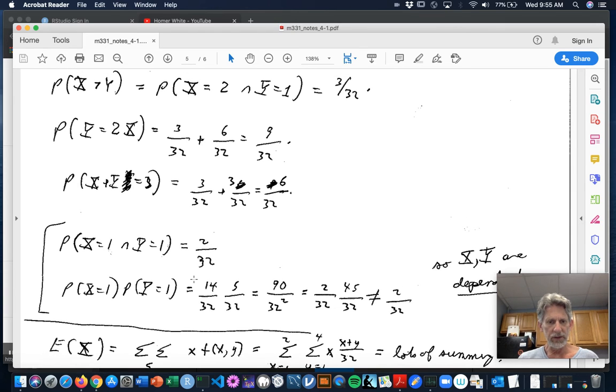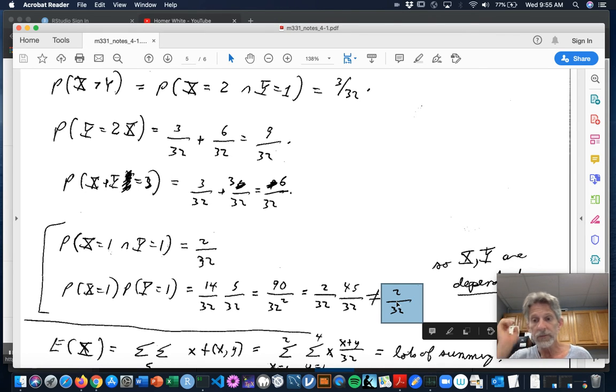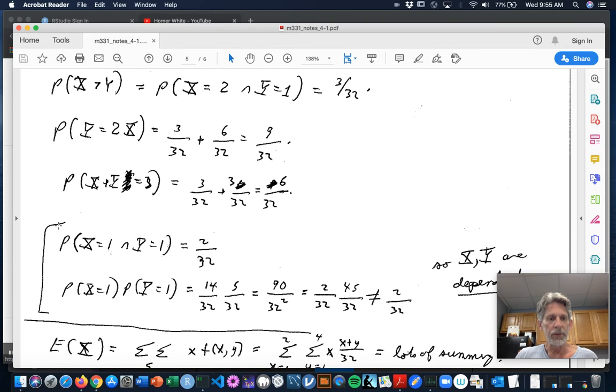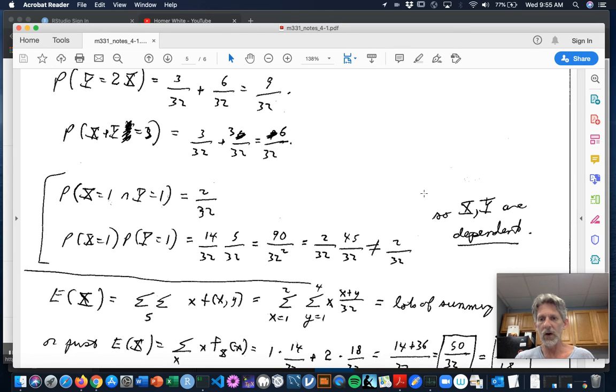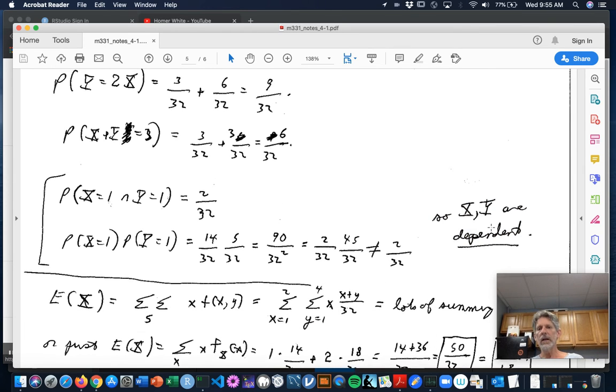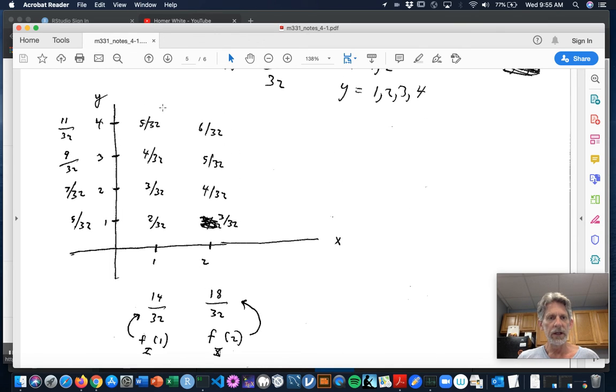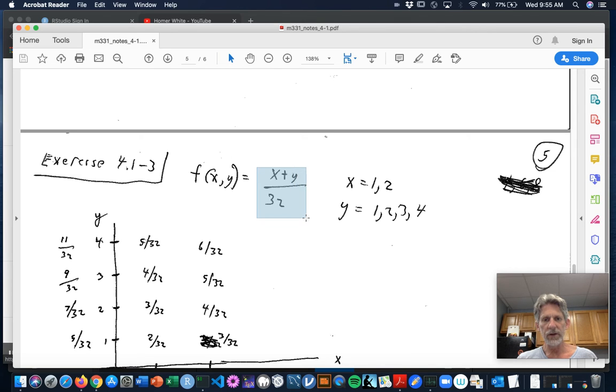And when I multiply those two things together, I get 90 over 32 squared, which I can write as 2 over 32 times 45 over 32. So I can see that that product, no way can it be 2 over 32. It's a little bigger than 2 over 32, because 45 over 32 is a little bigger than 1. So the probability of this and is not equal to the product of the probabilities, so the x and the y are dependent.